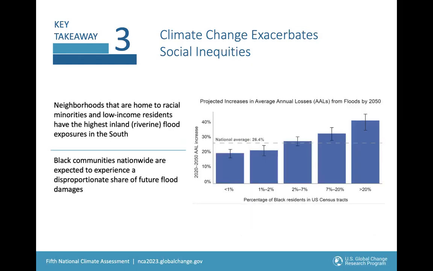And this trend extends to flooding as well. The assessment found that neighborhoods that are home to racial minorities and low-income residents have the highest inland flood exposures in the South. And across the entire nation, Black communities are expected to experience a disproportionate share of future flood damages. This figure you're seeing shows that the average annual losses, or the economic damages in a typical year due to floods, in census tracts with a Black population of at least 20% are projected to increase at roughly twice the rate of that in tracts where Black populations make up less than 1% of the population. Next slide, please.